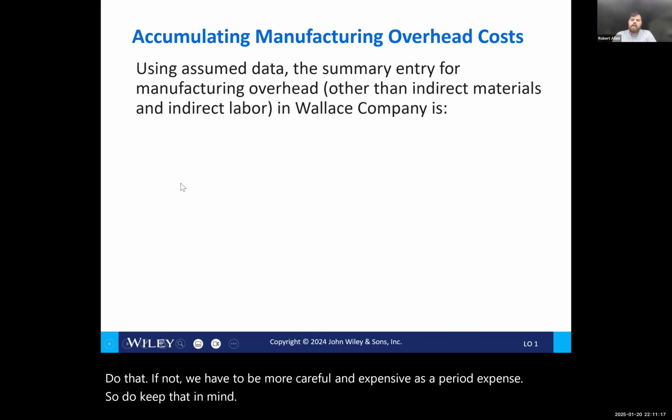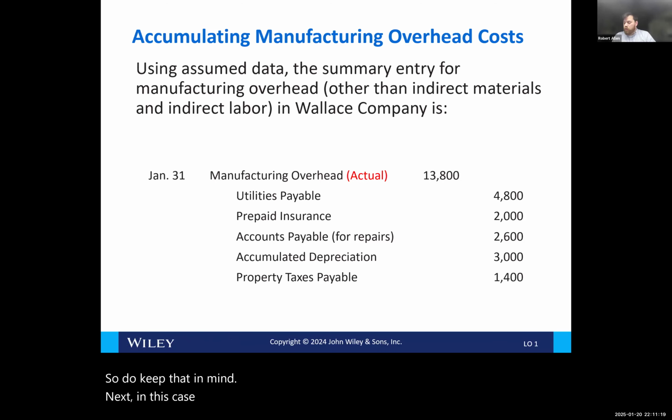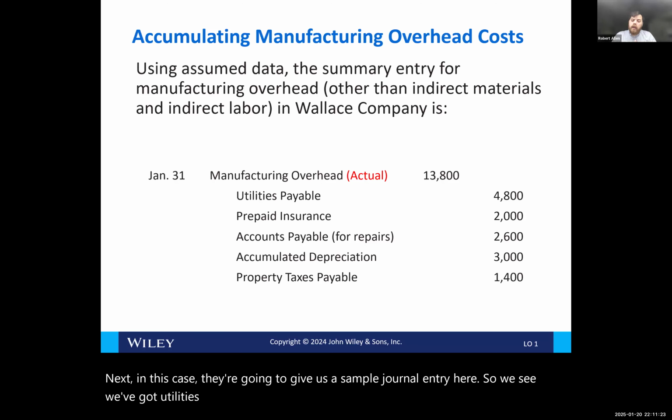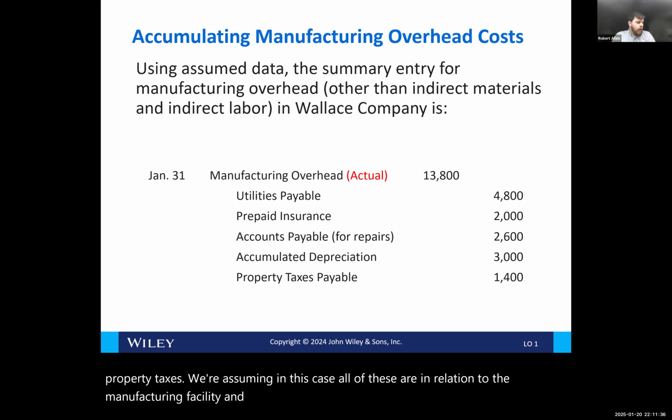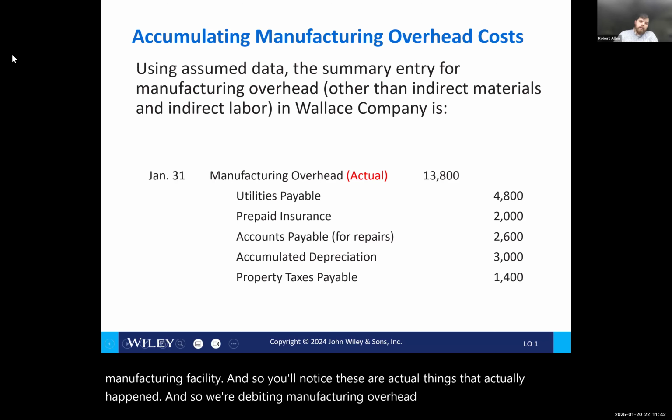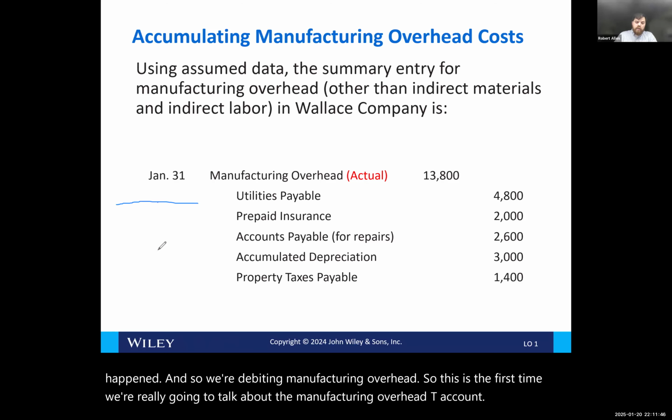Next, in this case, they're going to give us a sample journal entry here. So we see we've got utilities payable, insurance, accounts payable, accumulated depreciation, property taxes. We're assuming in this case, all of these are in relation to the manufacturing facility. And so you'll notice these are actual things that actually happened. And so we're debiting manufacturing overhead. So this is the first time we're really going to talk about the manufacturing overhead T account in some more detail or some more depth.